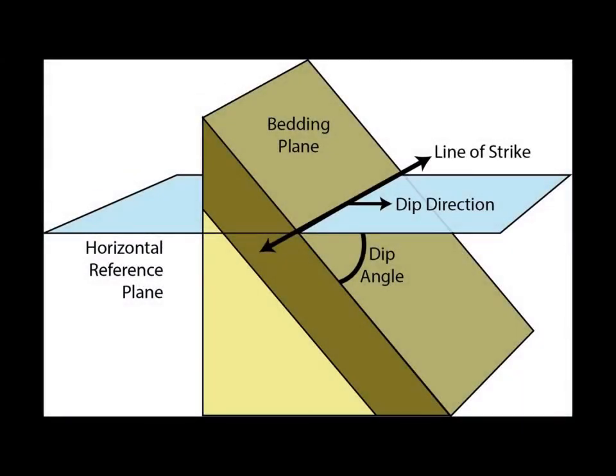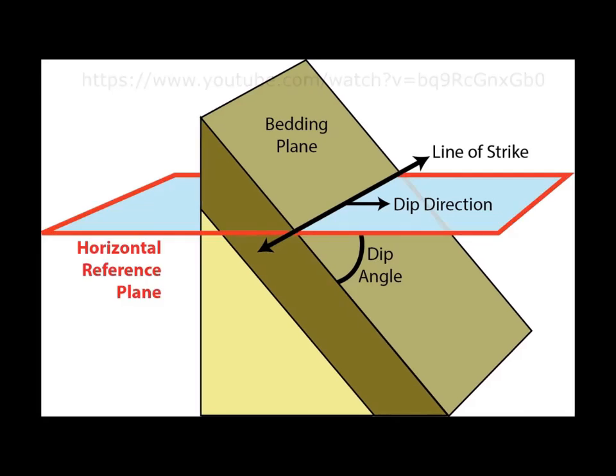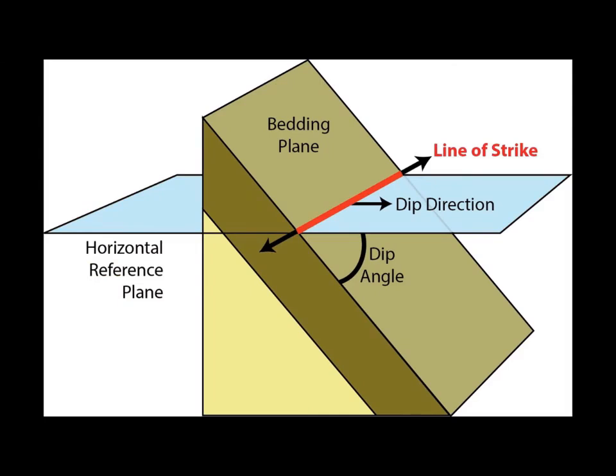A complete planar orientation measurement consists of 3 parts: strike, dip angle, and dip direction. With planar measurements, the horizontal reference plane is really important. Strike is the directional bearing of the intersection line between the plane being measured and the horizontal reference plane. Because it is a line, the bearing of strike can have 2 possible directions that are 180 degrees from each other. Both are correct. The full description of strike is the directional bearing in either azimuth or quadrant format.